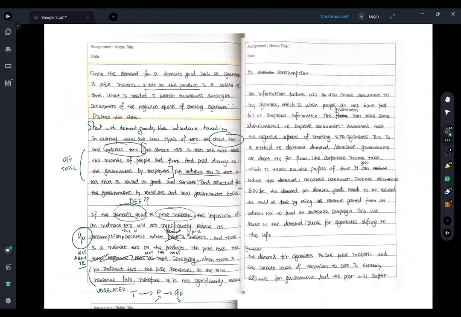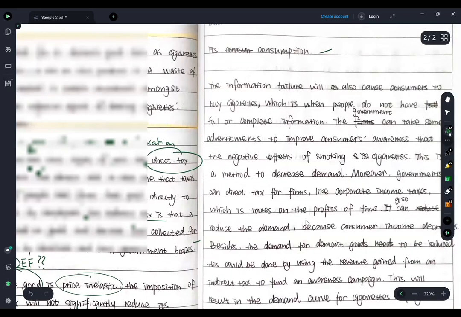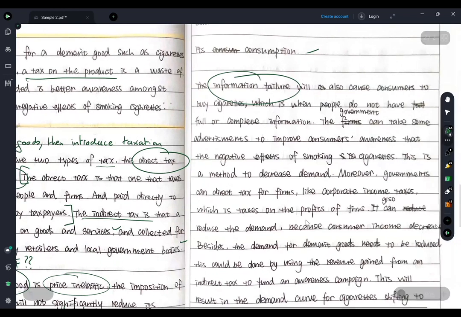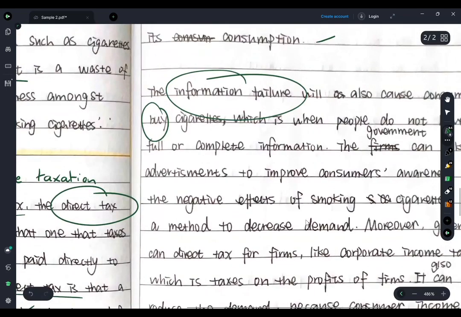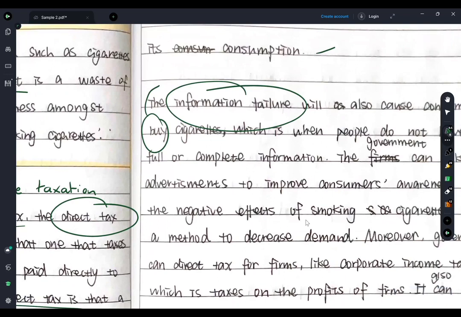Then, so yeah, this answer doesn't look very good. The information failure. So this is what we should have at the beginning when we define it. What information failure? Okay, this is something that should have been explained before. It comes too late. The information failure will cause consumers to buy cigarettes. No, yes, it's not only because of information failure. The problem is not that they buy cigarettes.